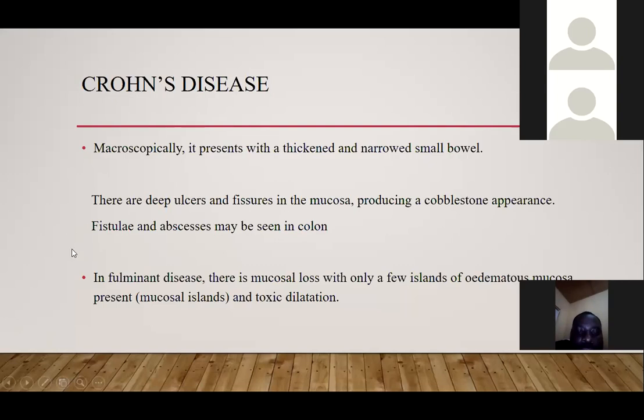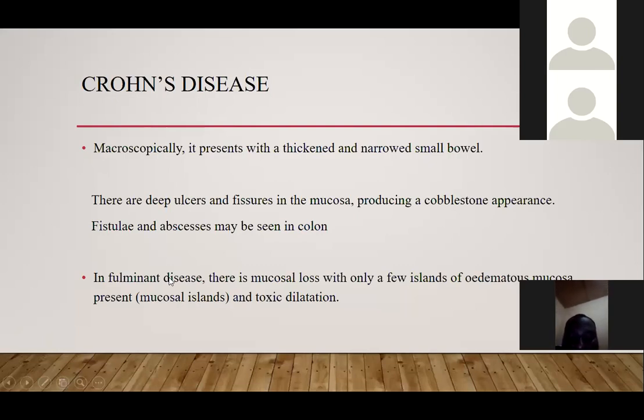Also, because it's transmural, going all the way through the mucosa to the serosa, you can develop what we call a fistula. A fistula is an abnormal communication between two organ spaces. Once the GI tract becomes inflamed all through and through, you can have a perforation or a communication between the intestines and another organ space, and we say that is a fistula. Sometimes you could also have abscesses forming from that.